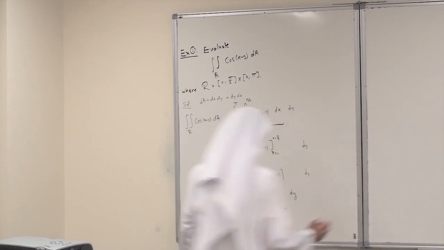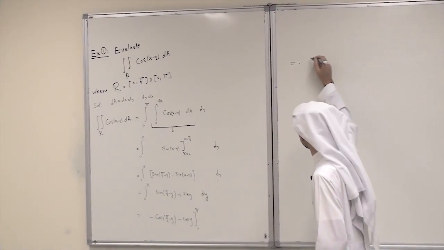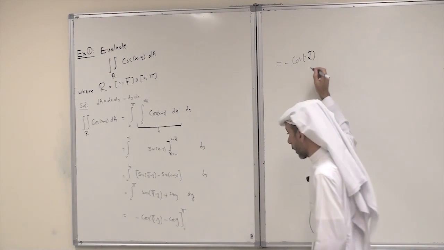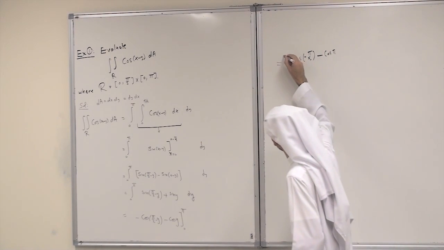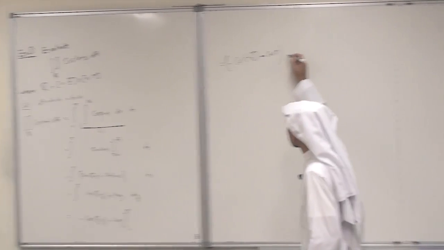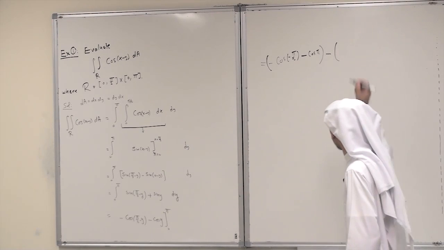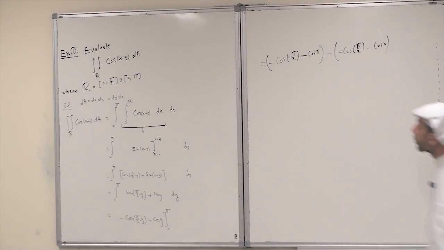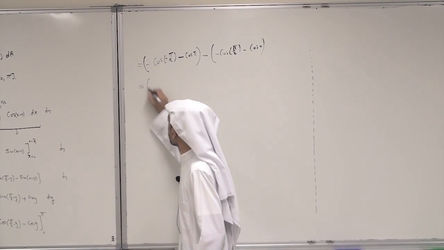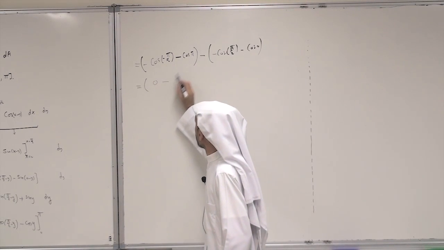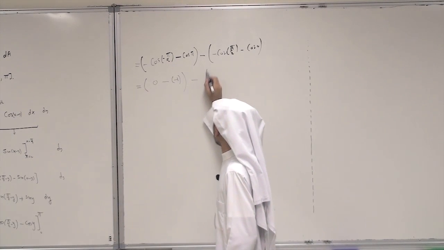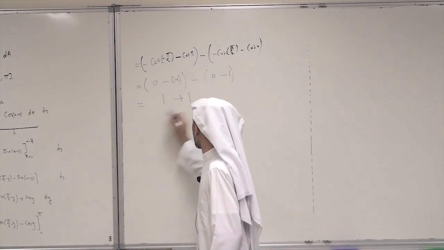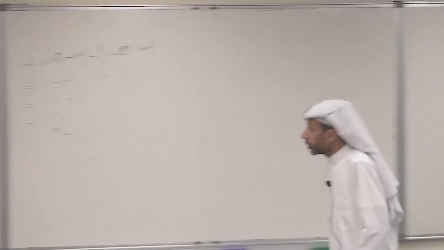When you substitute, you get the following. At pi, this is cosine of pi over 2 minus pi, which is minus pi over 2, minus cosine pi. Then you substitute y equal to 0, and you get minus cosine of pi over 2 minus cosine 0. Now evaluate: this is cosine of minus pi over 2, which is 0, minus cosine pi, which is minus 1, minus cosine pi over 2, 0, minus cosine 0, 1. So this is just 1 plus 1, and this will give us 2. So this is the value of this integral.